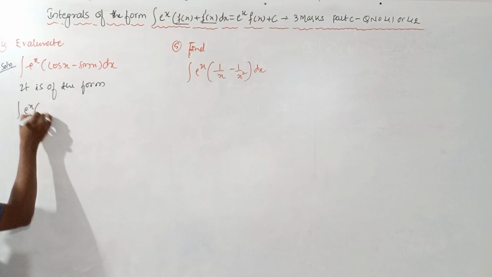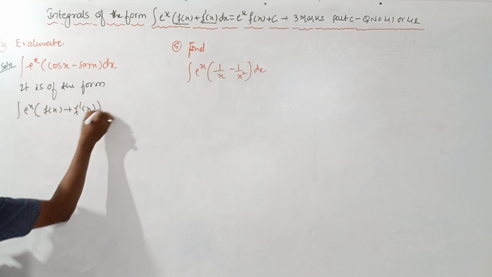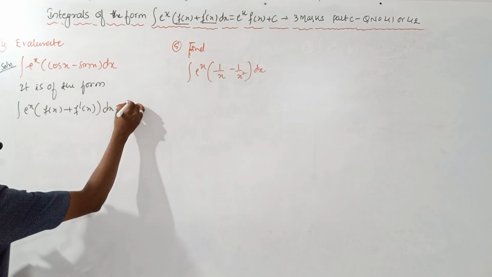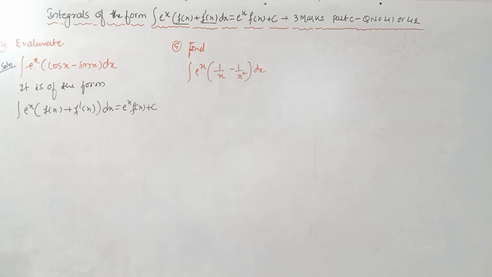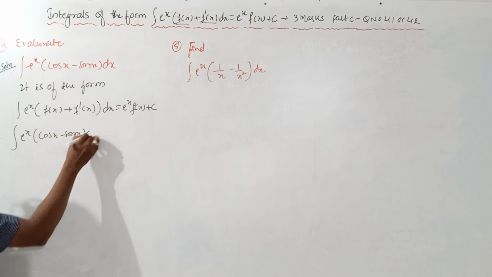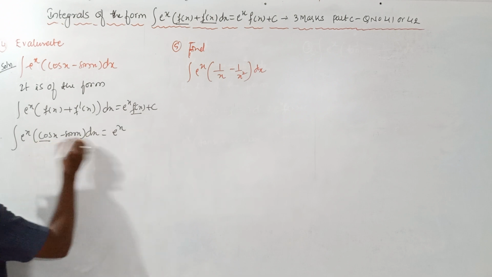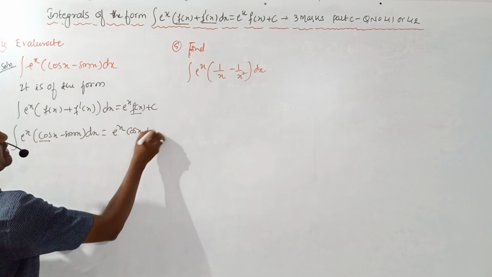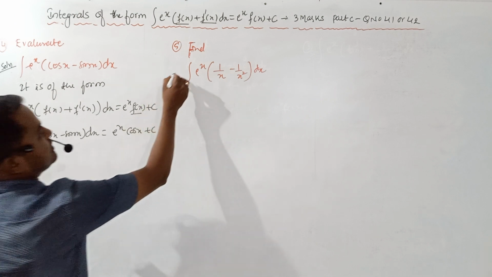Integration of e raised to x [f of x plus f dash of x] dx is equal to e raised to x f of x plus c. Therefore, integration of e raised to x [cos x minus sin x] dx is equal to e raised to x f of x, which here means e raised to x cos x plus c. Next, this one.